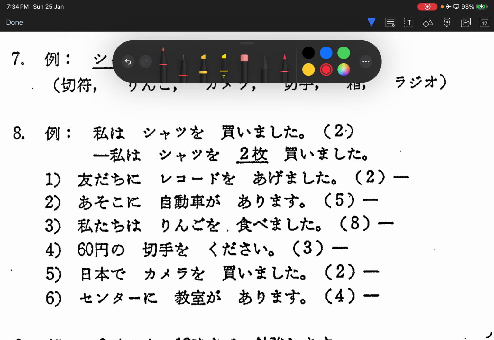Okay. Number 2, あそこに自動車が5台. Thank you. 5台あります。 Number 3, 私はリンゴを5個. 8個, we don't say hachiko, right? Hakko. H-A-K-K-O. So hakko, 食べました。 The double K is the double consonant. So hakko, we don't say hachiko.